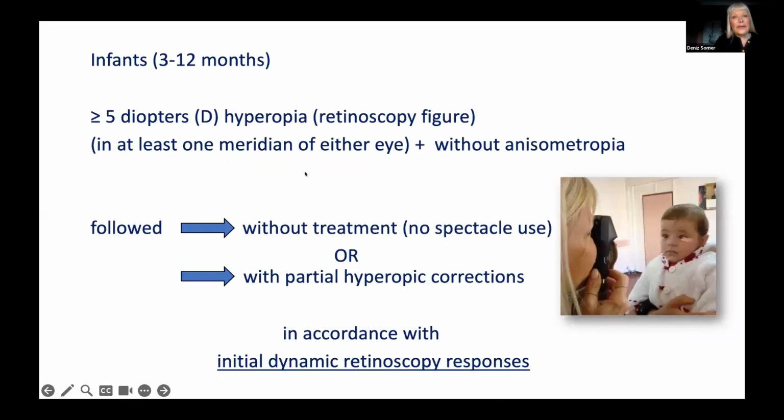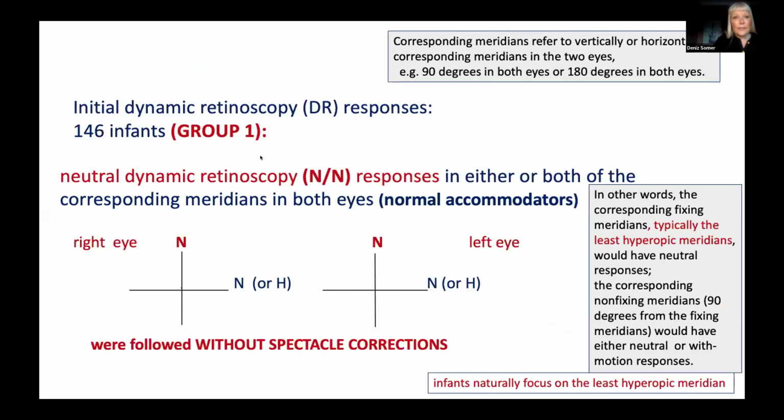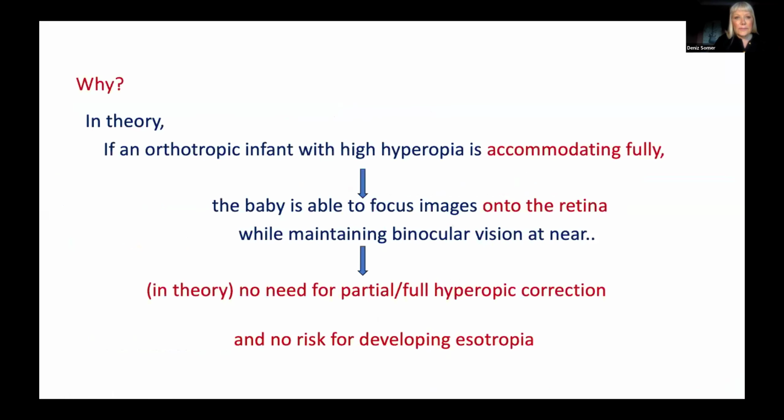Infants with equal to or more than 5 diopters of hyperopia without anisometropia were followed without treatment or with partial hyperopic corrections in accordance with initial dynamic retinoscopy responses. 211 infants were assigned in the trial. 146 infants constituted group 1, and they had neutral dynamic retinoscopy responses in either or both of the corresponding meridians in both eyes, so they were normal accommodators. In other words, the corresponding fixing meridians, typically the least hyperopic meridians, would have neutral responses, and these children who were normal accommodators were followed without spectacle corrections.